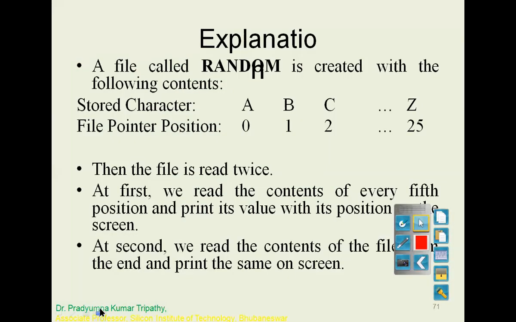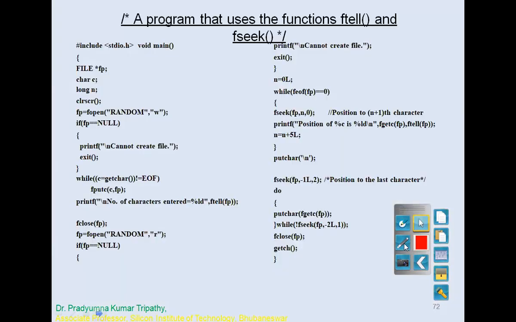Suppose there is a file random, and these characters are entered in this way. I want to read every 5th character. First we read the contents of every 5th character. Next we will read the contents of the file from the end and print the same. So we will go to the next slide. We want to read every 5th character. The file is already created.